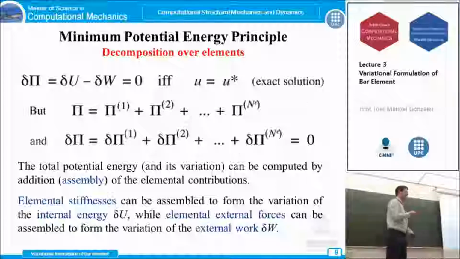So we assemble these elemental contributions to get this total potential energy computed. We get the element stiffness assembled from the variation of the internal energy, and the elemental external forces will come from the assembly of this external work. Remember that this delta P includes the internal energy and the external work. So from the internal energy we're going to get the stiffness matrix, and from the external work we're going to get the external force in a consistent way. A consistent way means that we are using a total potential energy principle to get these governing equations.